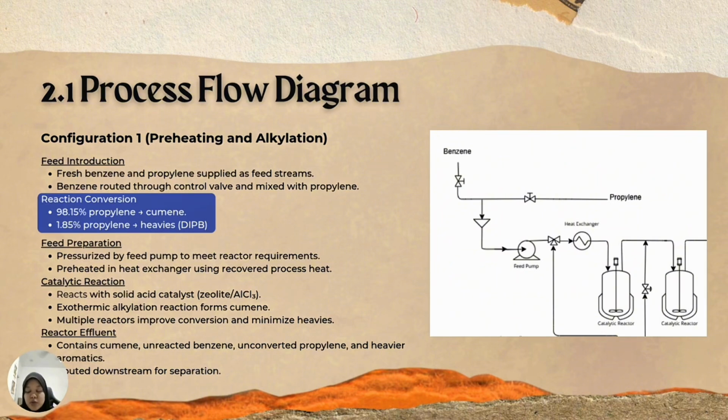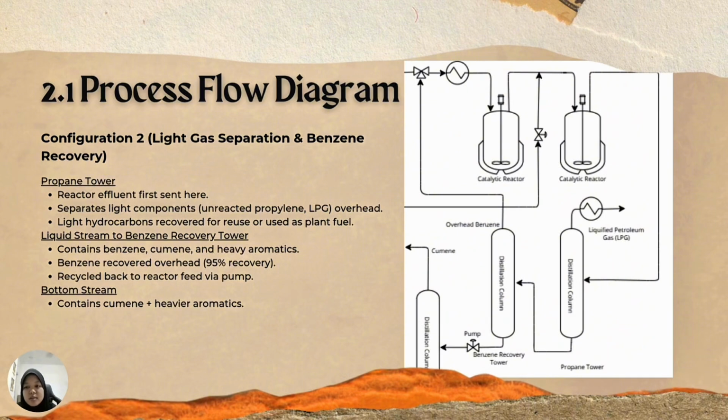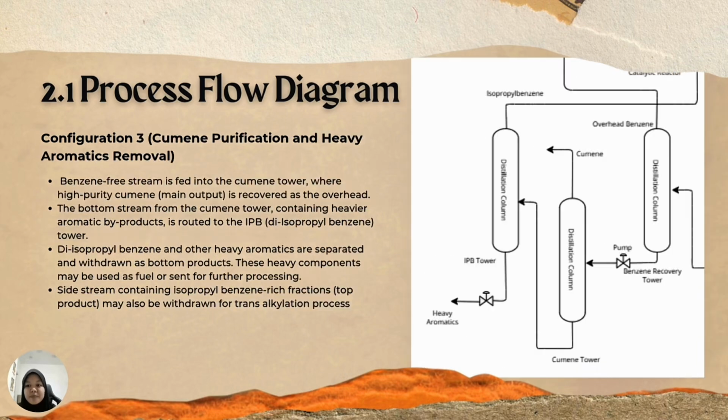Now, this reaction produces cumin as the main product with a small amount of heavy byproducts like diisopropylbenzene. The reactor effluent is then sent to a series of distillation columns for separation. First, light gases such as liquefied petroleum gas and unreacted propylene are removed in the propane tower. Next, benzene is recovered in the benzene recovery tower and recycled back to the reactor, which improves selectivity and conversion.